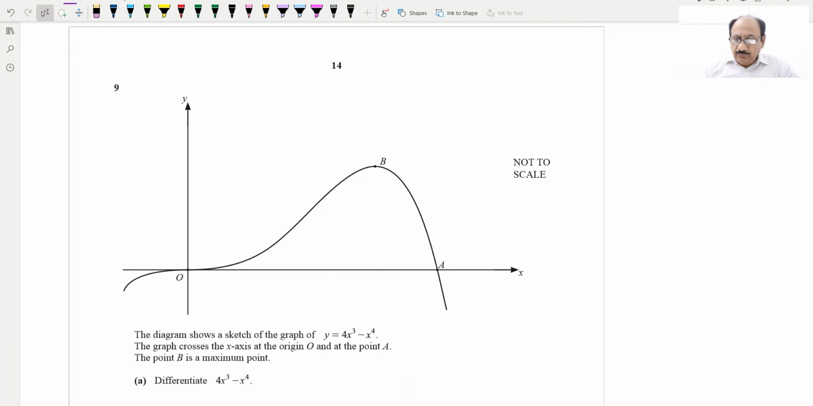Hello everyone. Today we have selected a very important question which is related to differentiation. A lot of students are facing problems in differentiation.